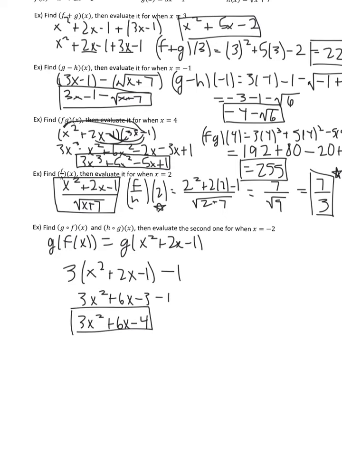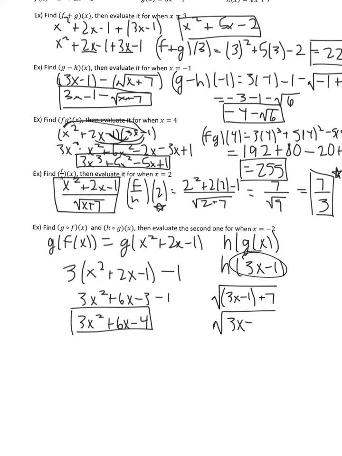Now, h of g of x is the same idea. We're going to go ahead and plug g into h. So this is going to be h of g of x. So that means h of 3x minus 1. So I'm going to plug that function into h of x, which is the square root of x plus 7. Again, I'm going to take this function and plug it in for x. Then when I do that, I'm going to have the square root of 3x minus 1 plus 7, which equals the square root of 3x plus 6.